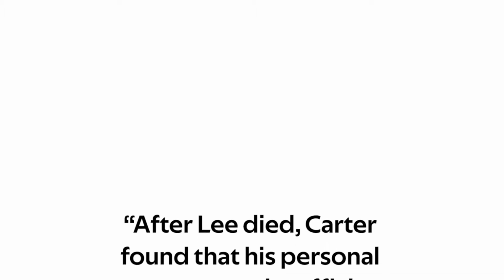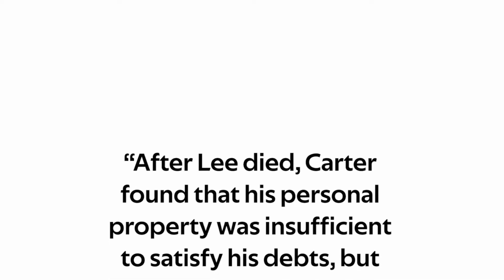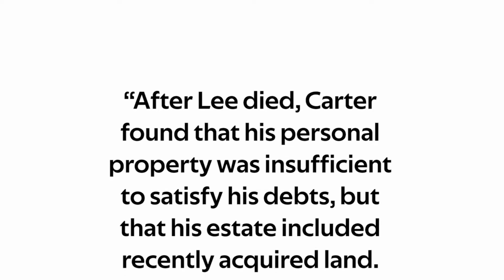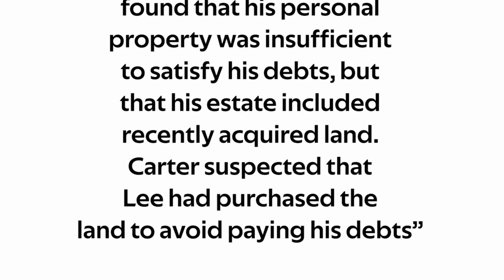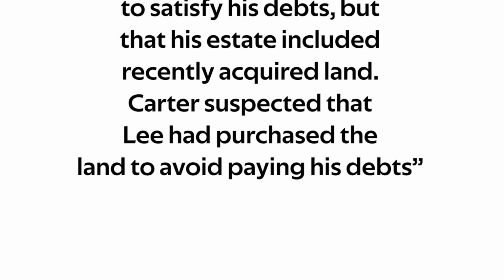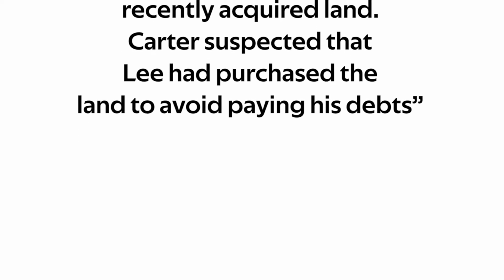Well, as you can imagine, this treatment of property created problems for creditors. In fact, there's a story from Virginia before independence where somebody had made this big loan, and then they tried to go and collect on this loan, but the person had died. After Lee died, Carter found that his personal property was insufficient to satisfy his debts, but that his estate included recently acquired land. Carter suspected that Lee had purchased the land to avoid paying his debts.